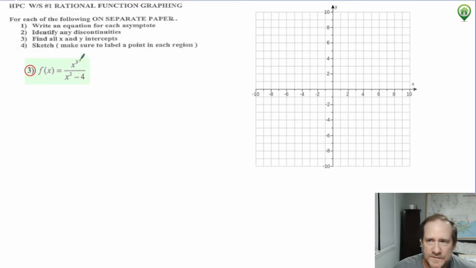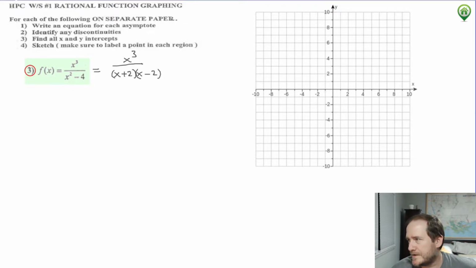3 wants to be factored, kind of. I can't do anything in the numerator. That's going to just stay x cubed. My denominator, though, is a difference of squares, so I can factor that down to x plus 2 and x minus 2. So this should feel a lot different from the previous one, because right away we can see this graph's going to have 2 vertical asymptotes. It's going to have one at -2 and one at +2.